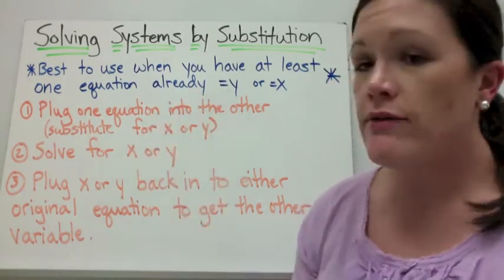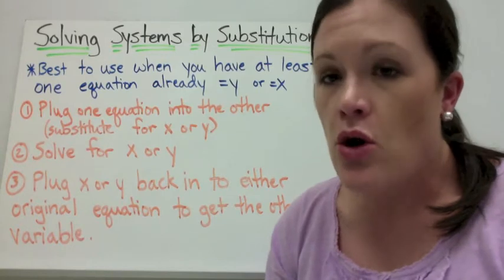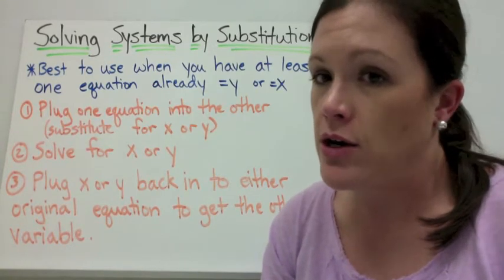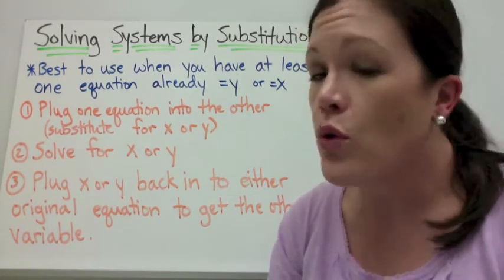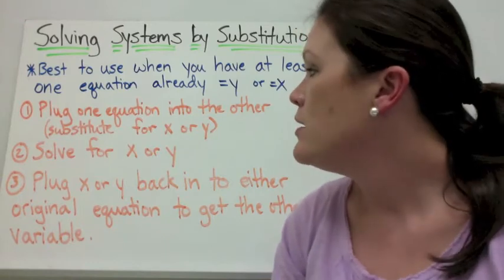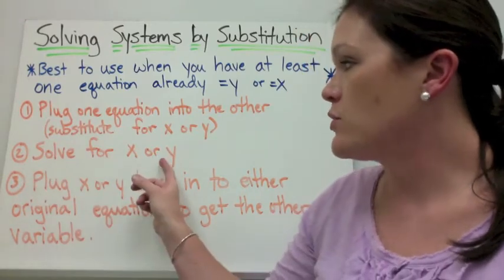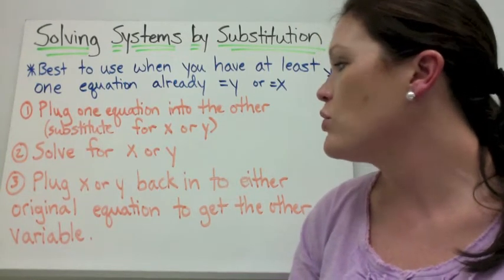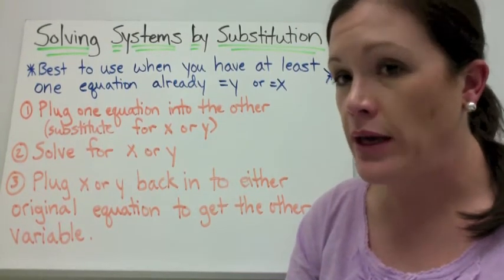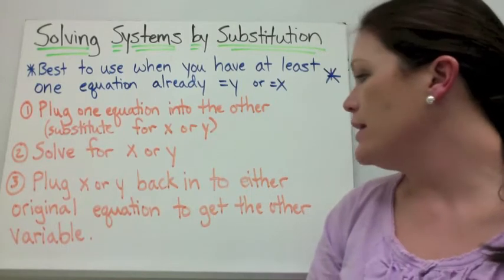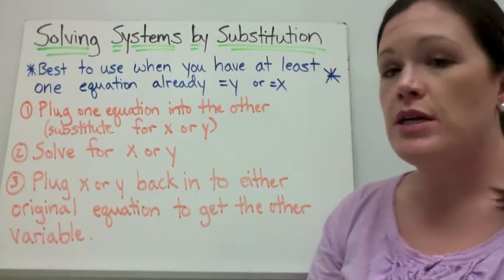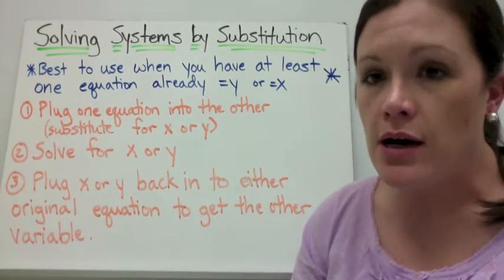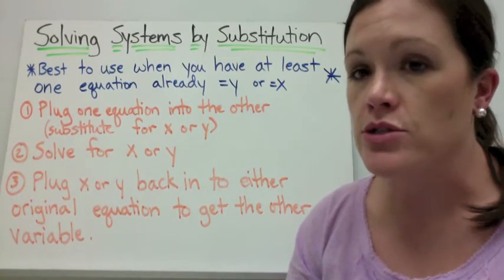And that's assuming you have an equation already equal to x or equal to y, or you get it there with relative ease, or you'd want to use another method. Then you solve that equation for x or y, because now it's got one variable in there. And then you plug x or y, whichever one you've got at that point, back into either original equation to get the other variable. So you still want to end up with an x and a y as your solution.